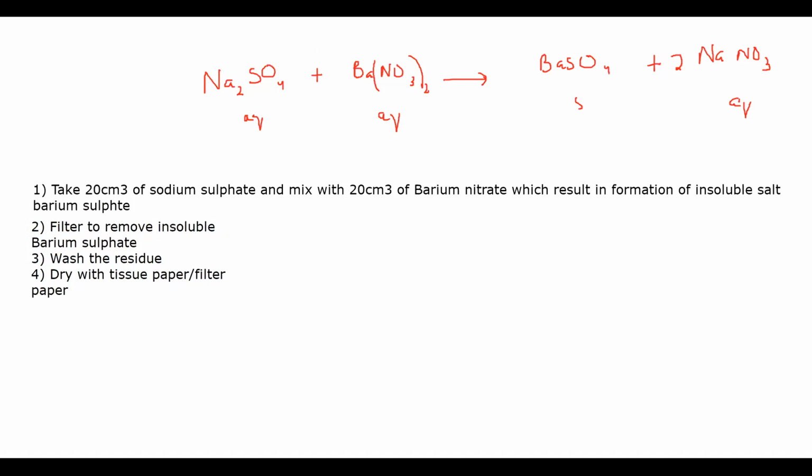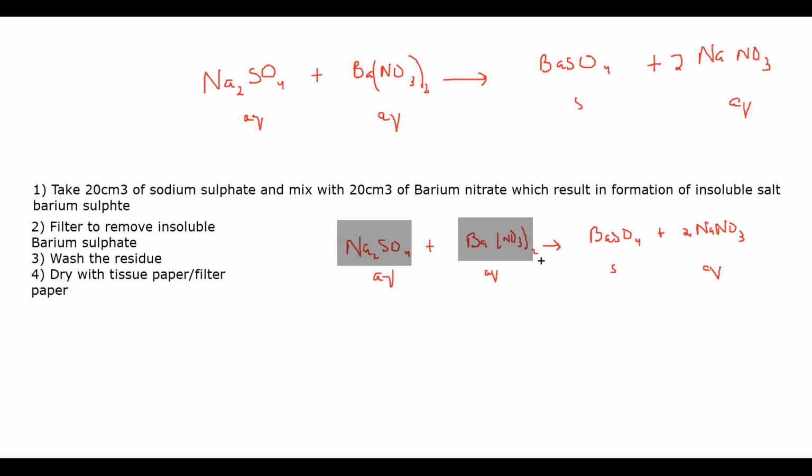The second thing, a common question they ask, is writing an ionic equation. So if I want to write an ionic equation, I have sodium sulfate plus barium nitrate, this will result in a formation of barium sulfate plus sodium nitrate. So we highlight the aqueous substances.